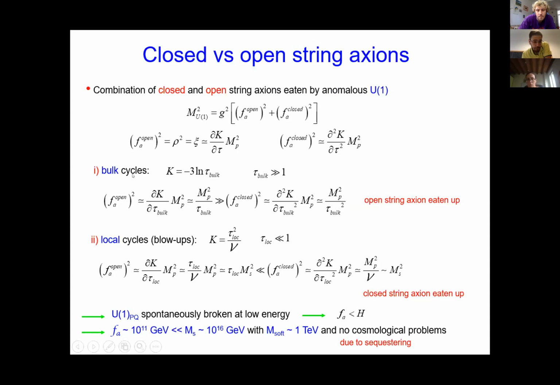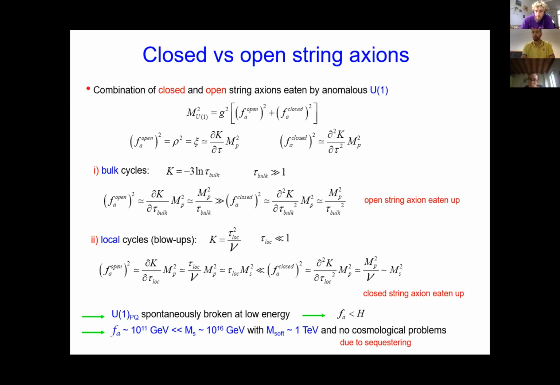Now you can check that when these D7-branes wrap cycles in the bulk, like in the example of the D7-branes that I mentioned earlier, then f_a,open is larger than f_a,closed, and it is the open string axion that gets eaten up. And so the discussion that I presented earlier about the properties of the closed string axions would hold, because it would tell me that these closed string axions indeed survive in the low energy effective theory, do not get eaten up by any anomalous U(1), are ultra light, and have a very large decay constant.